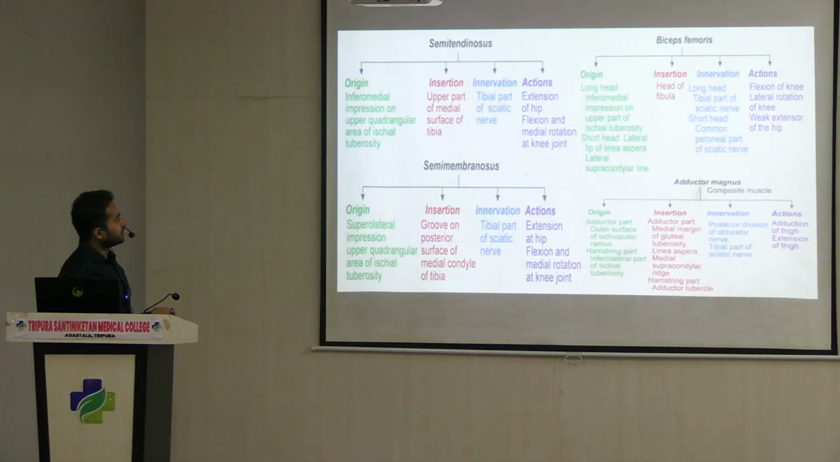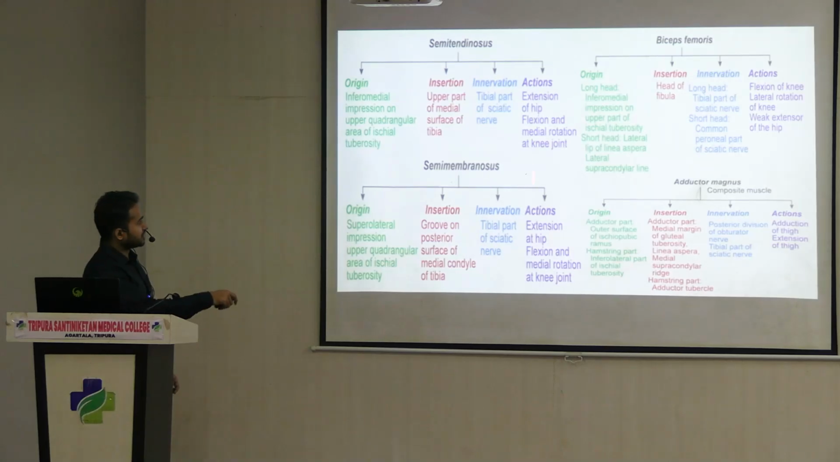Now, if you see the semimembranosus and semitendinosus, the innervation is the tibial part of the sciatic nerve, which is one criteria. Okay? So I am explaining which muscles are fulfilling the criteria, which are not. So here you can see both the muscles are supplied by the tibial part of the sciatic nerve. So it is fulfilling that criteria also. Next criteria, what was it in case of hamstring muscle? Now the criteria is extension of the hip and flexion of the knee joint. Okay, that is also a criteria of hamstring muscle.